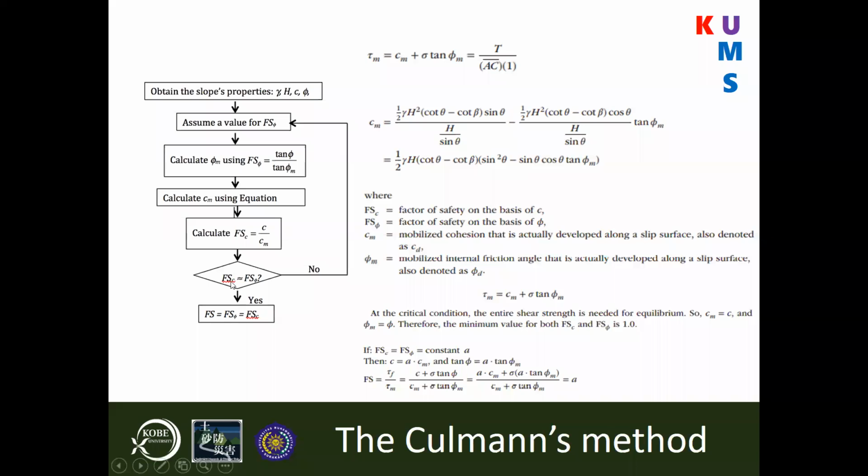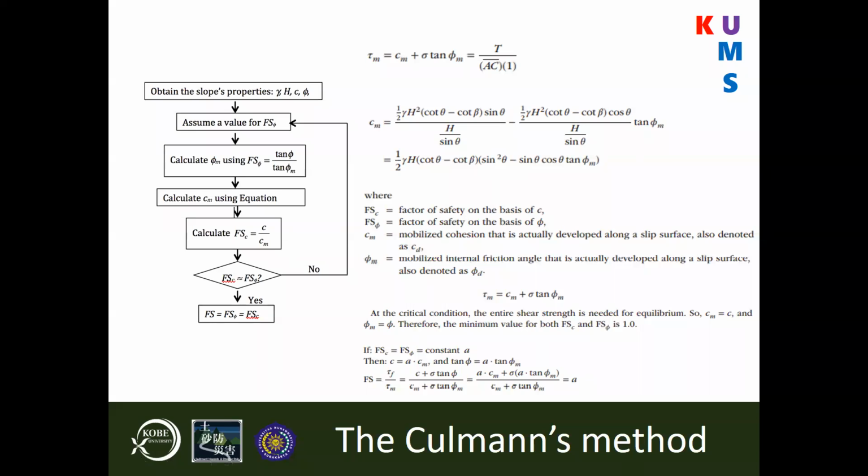And then we evaluate whether Fsc is the same as Fs phi. And if it's not the case, then we're going to try again to get closer and closer until Fs equals Fs phi equals Fsc. And then we know that we have our right factor of safety. So it's an iterative method, like a computer would do, basically, trying to get closer and closer to the right answer. And using those equations, then you can get your Fs, which is equal, in fact, to A, a constant A, which is bringing everything together.